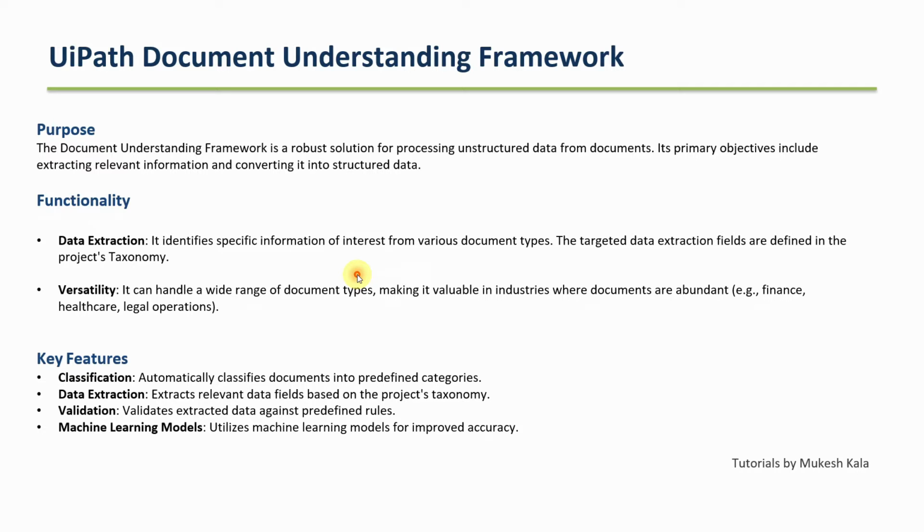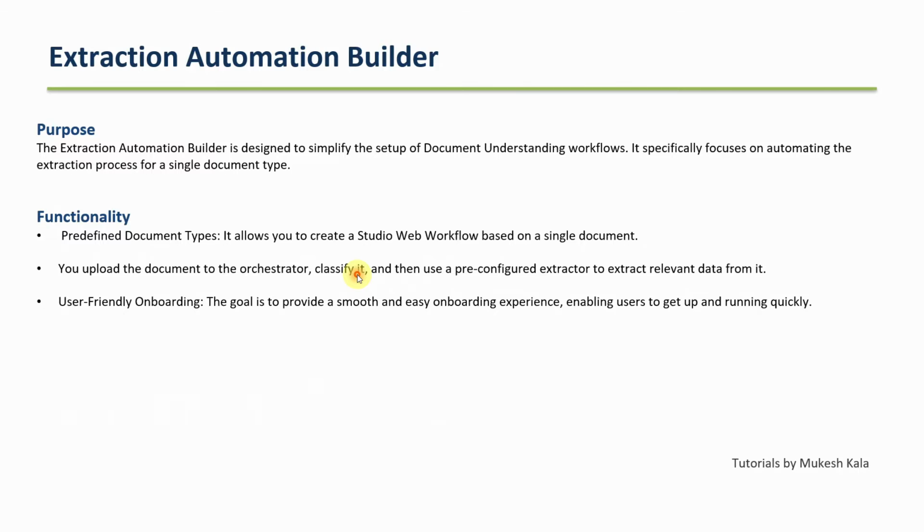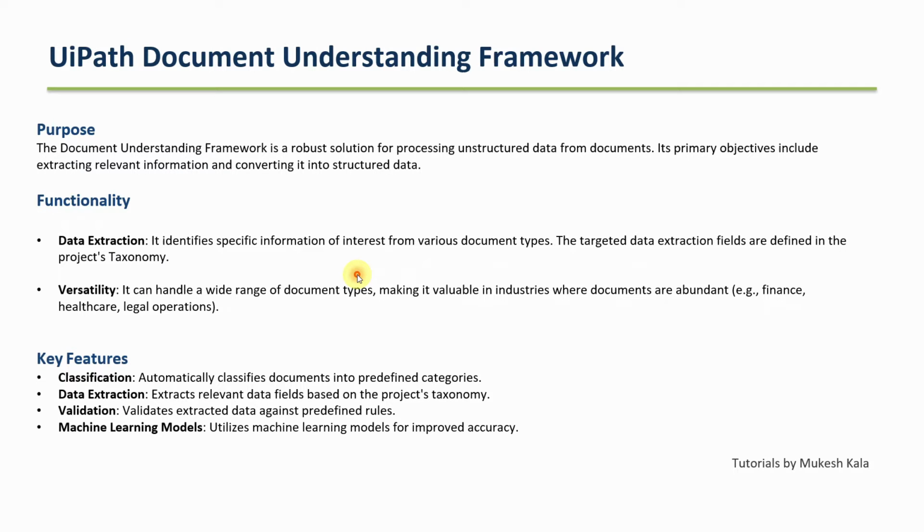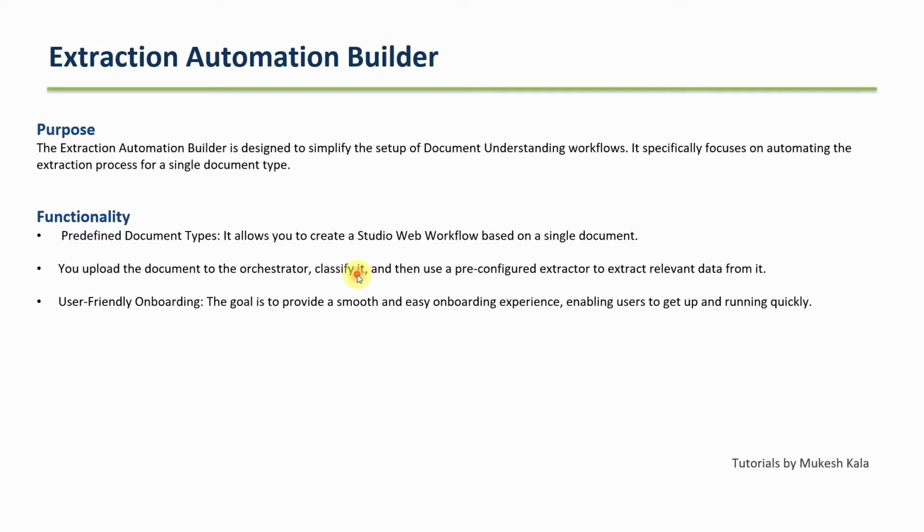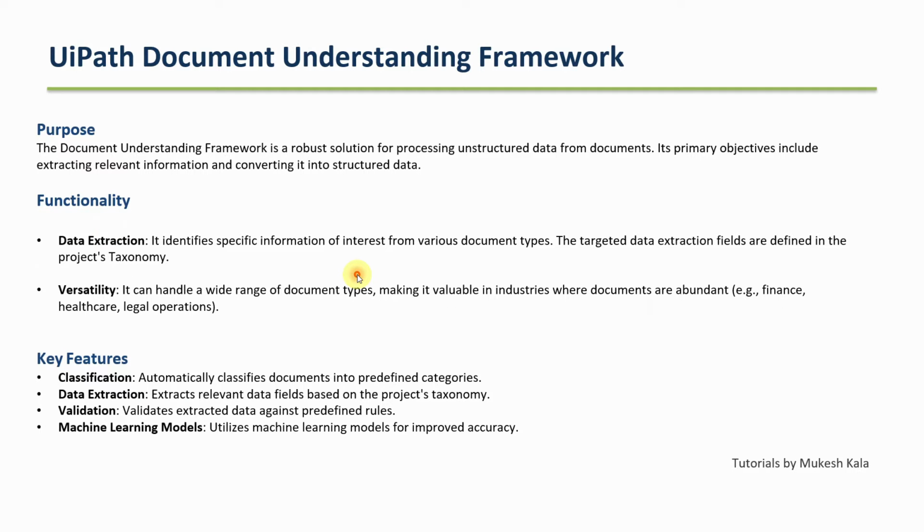So here the document understanding framework is a more robust framework which can handle a large variety of documents of different types, gives more control to the developer, and has all the different stages which are followed by the developer. So in case you have a single requirement, you can always go with the extraction builder. In case I have to build an enterprise level project with the complete framework, I would have to go for the document understanding framework. And you would understand that when we go step by step, right? So as of now, you just have to make sure that we have two things: one is the extraction automation builder and the second is the document understanding framework.